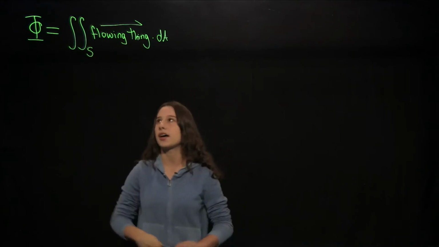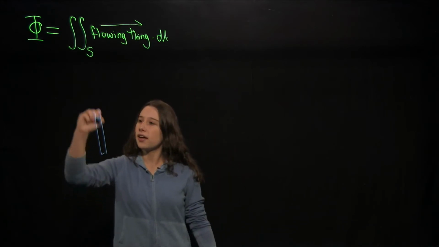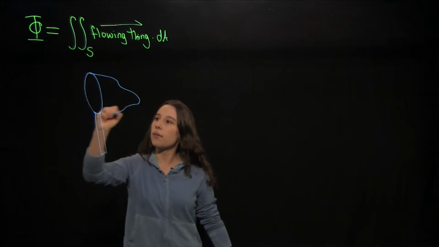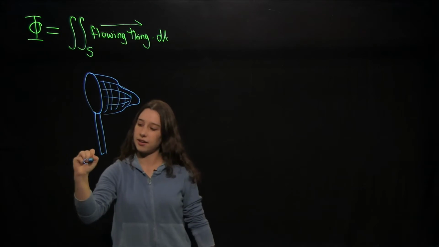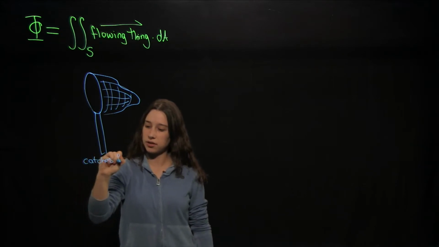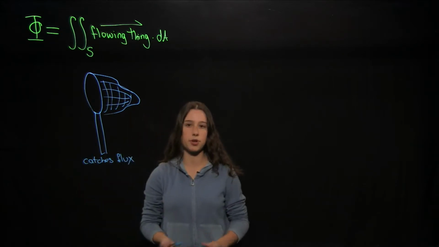So let's say we had some net. This net has a very particular job. Its job is to catch flux. This is a flux catcher, I guess you can call it. This net catches flux. And let's submerge it in water right now.